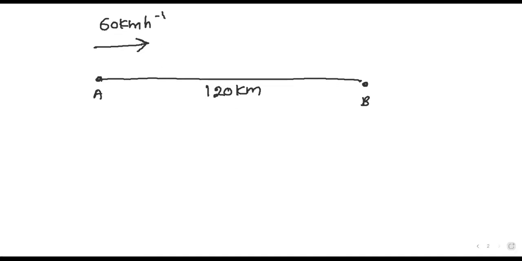So for 120 kilometers, it takes 2 hours. It takes 2 hours to reach point B. When it is traveling back from point B to A, it travels at a speed of 40 kilometers per hour. You have to travel 120 kilometers. So when you are traveling at 40 kilometers per hour, you have to travel for 3 hours.